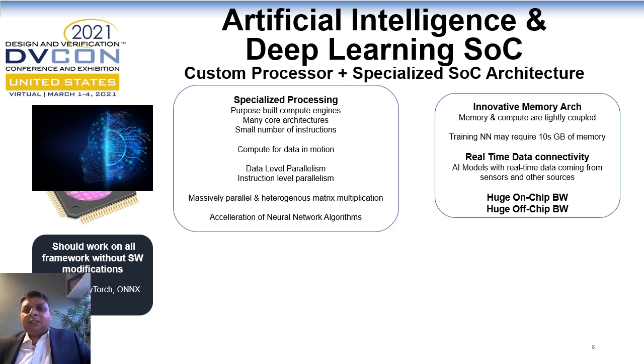Another important aspect is to design very innovative memory architectures. Memory has to be tightly coupled with hundreds or thousands of CPU cores. Training the neural networks requires multiple GB of memories. Further, there is a requirement for real-time data connectivity to get the data from the sensors and other sources. Hence, there is a requirement for huge on-chip and off-chip bandwidth.